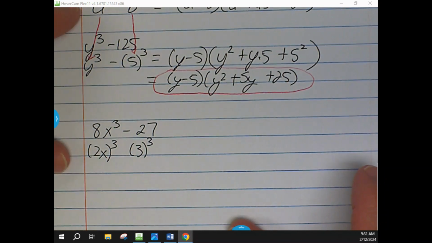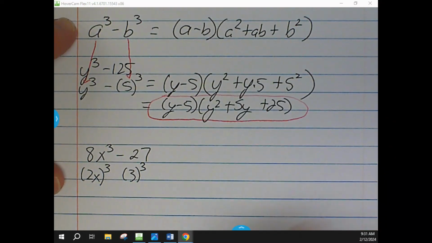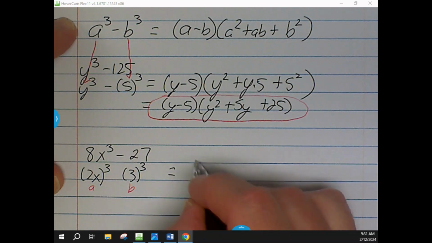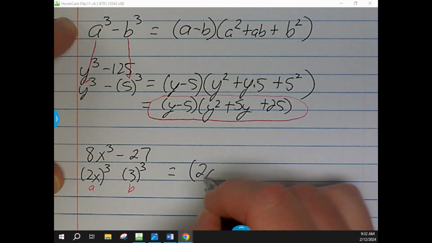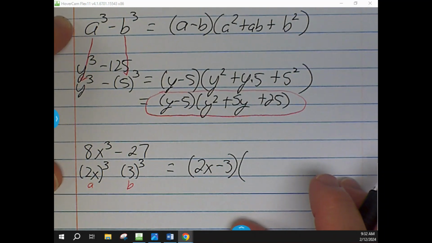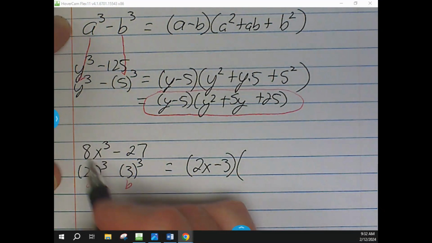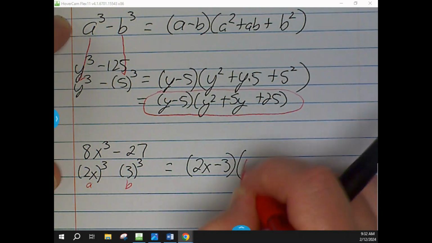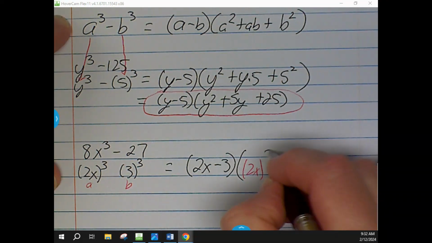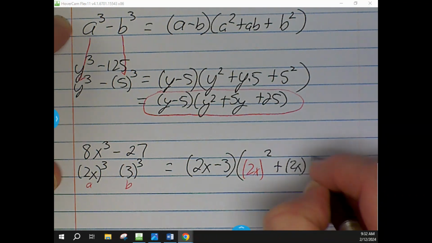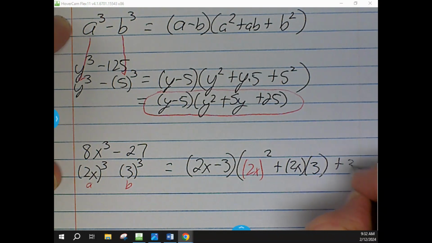So the big difference is we're doing this one where we've got our formula back here. Everywhere we've got a, now it needs to be 2x. And everywhere that we have a b, that needs to be a 3. So this is going to be 2x minus 3 times. And here's what we have to do, and this is the bad one in this case, because when the first term is not just 1, if it's 8x to the third, then now we're going to do 2x squared plus 2x times 3 plus 3 squared.